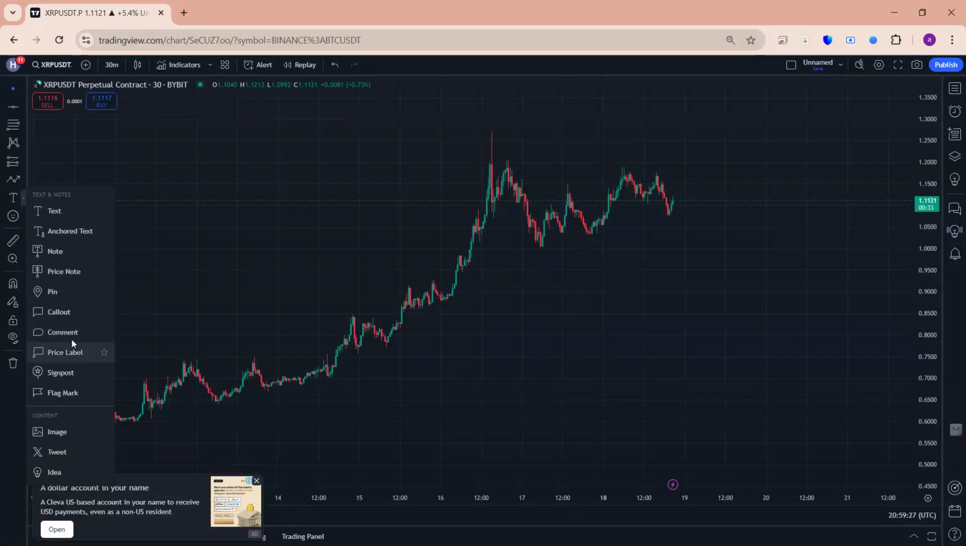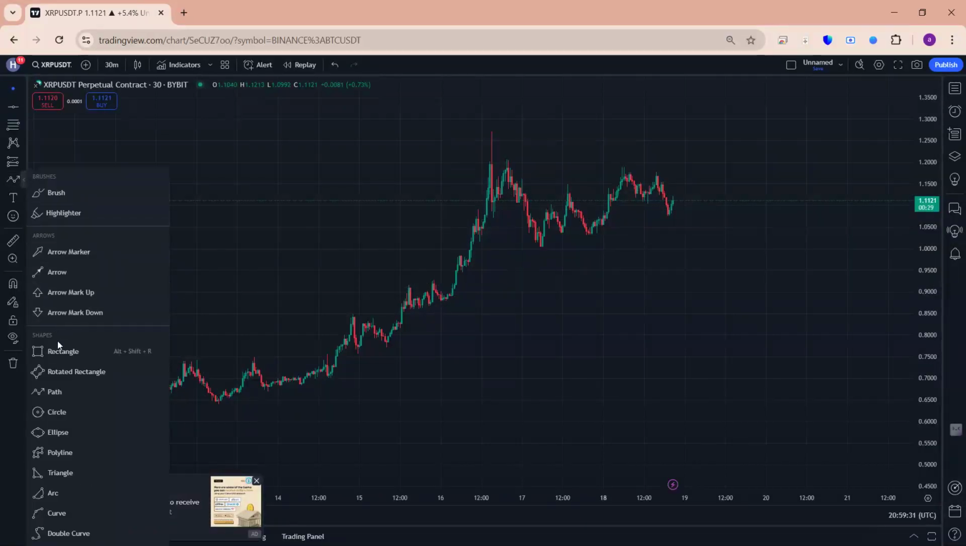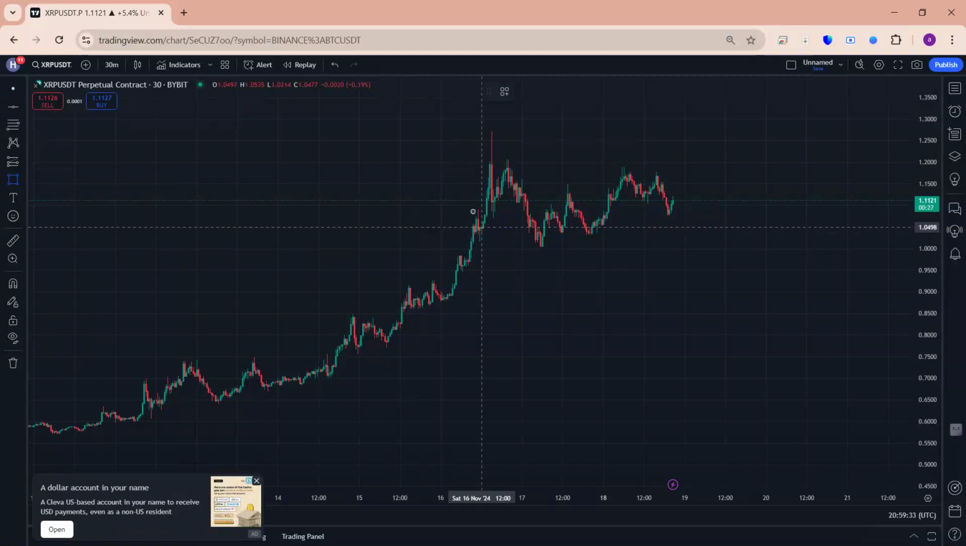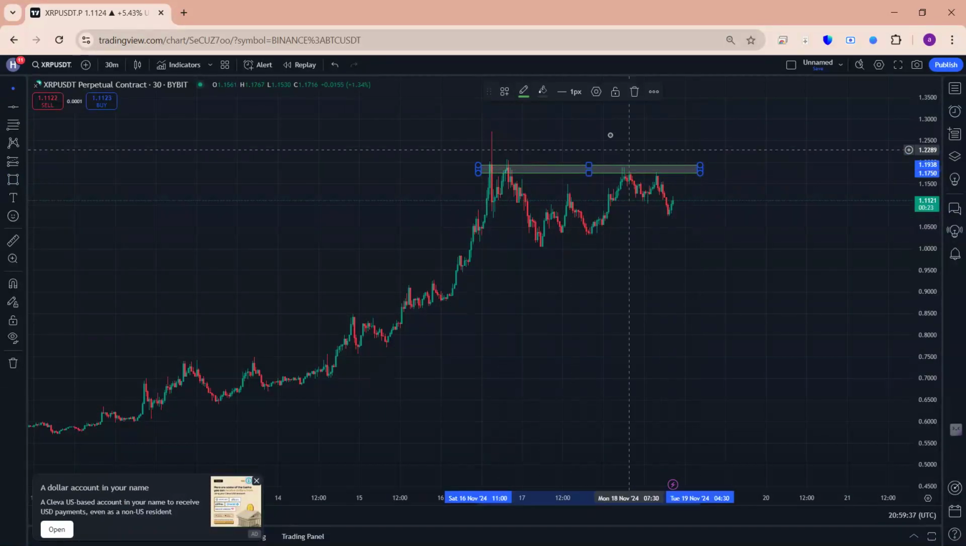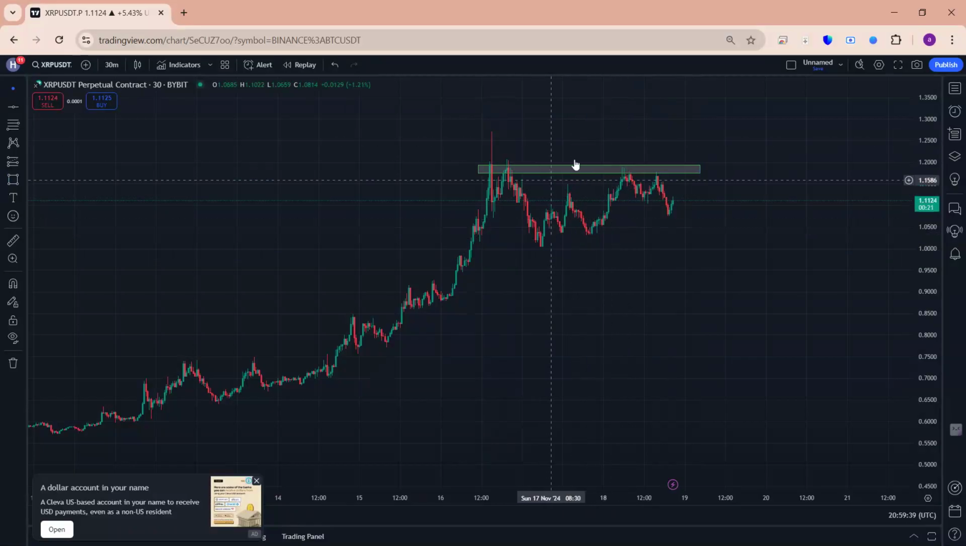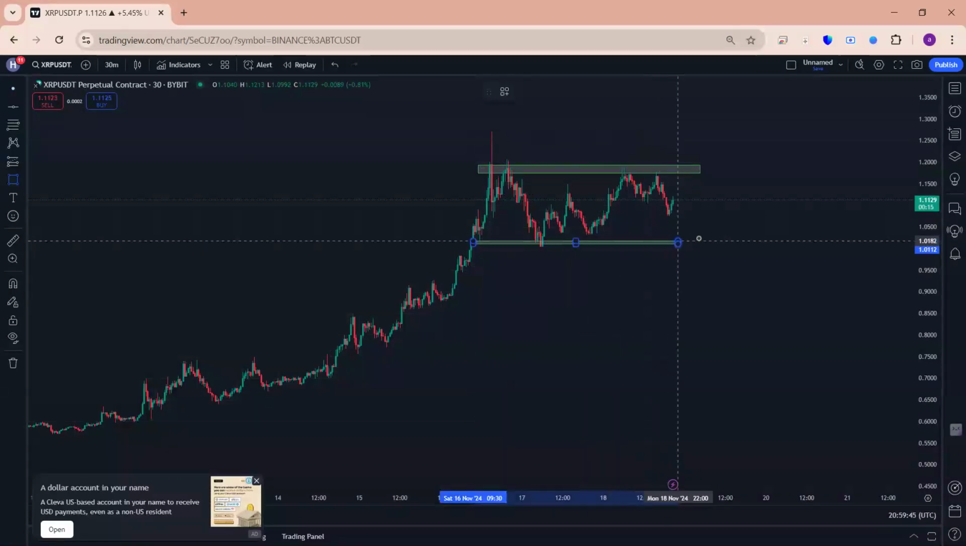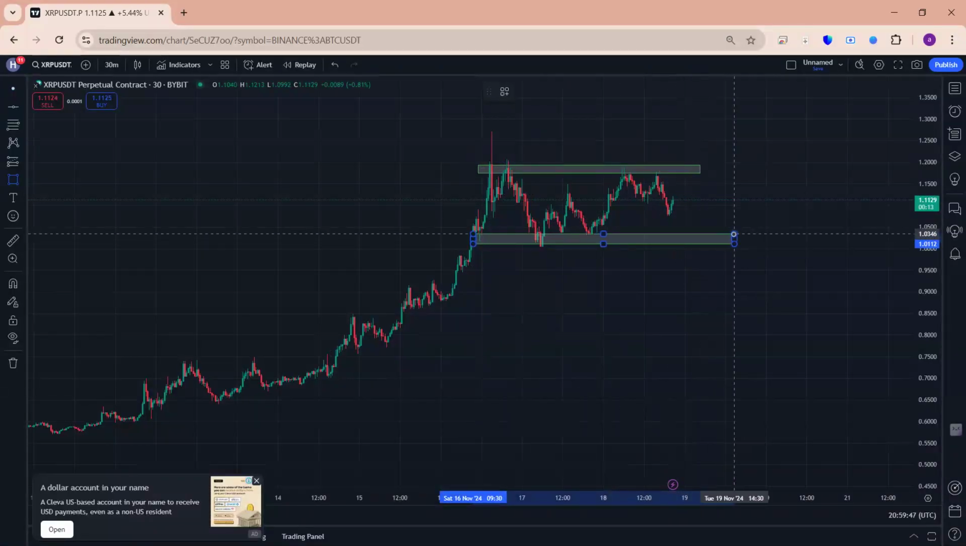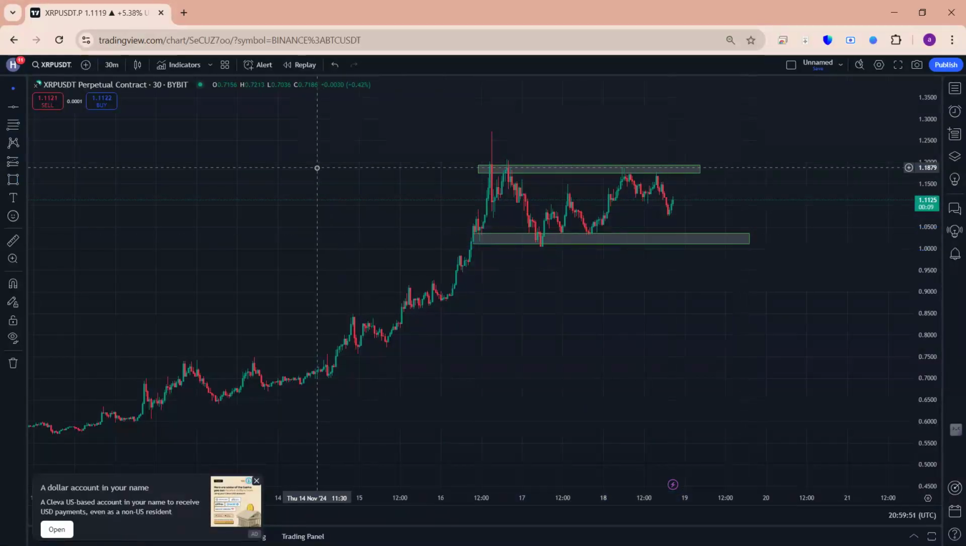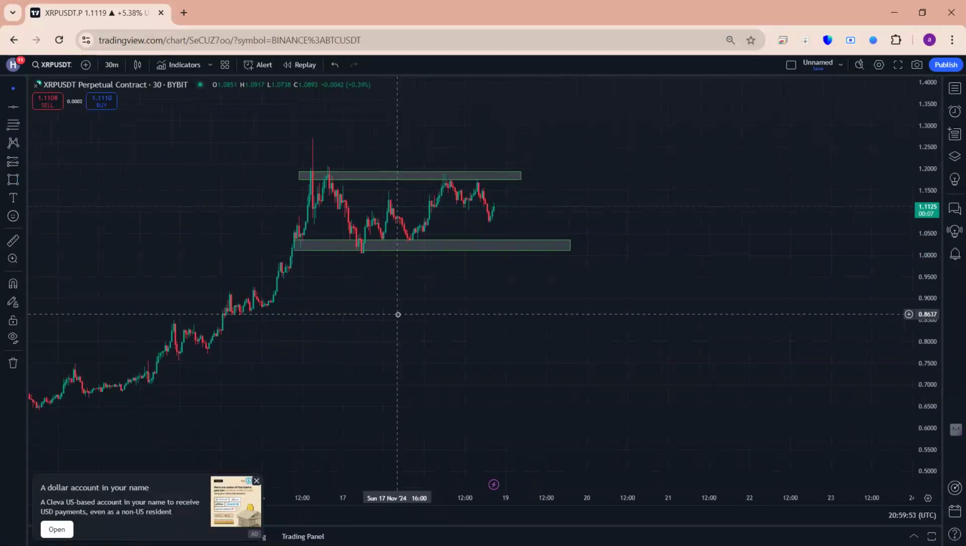So first, before anything, draw your support and your resistance. This is on 30 minutes time frame. This has been our support and our resistance area. Now let's take a look at something.